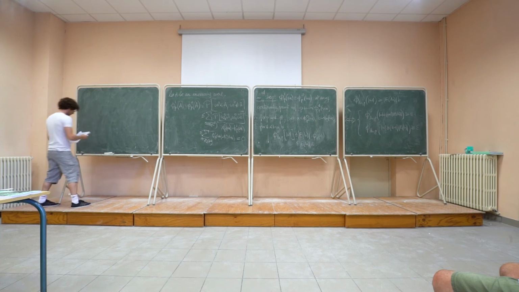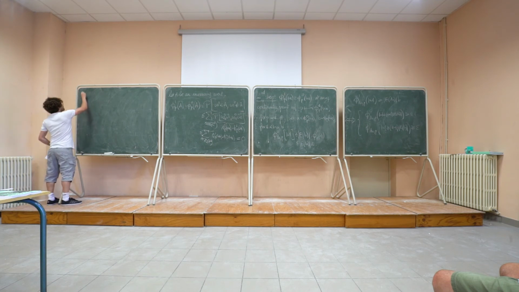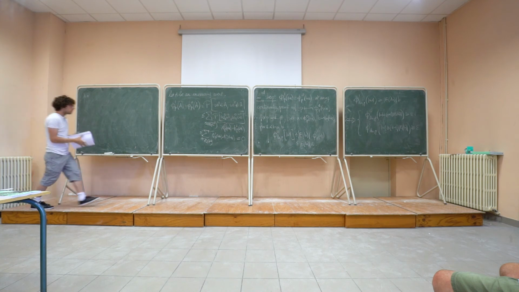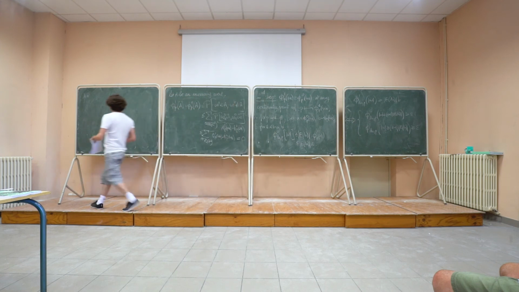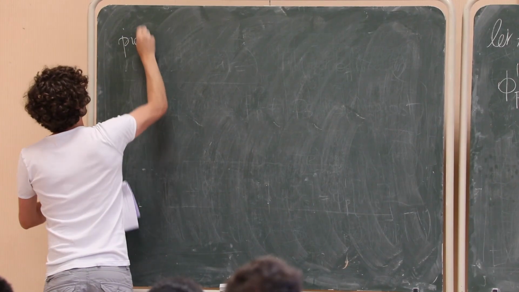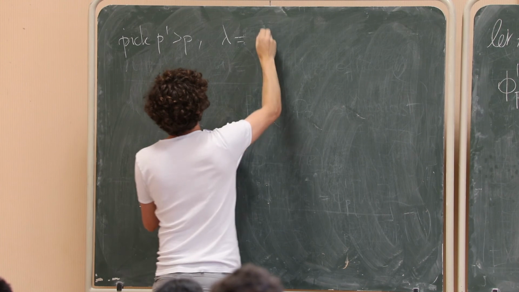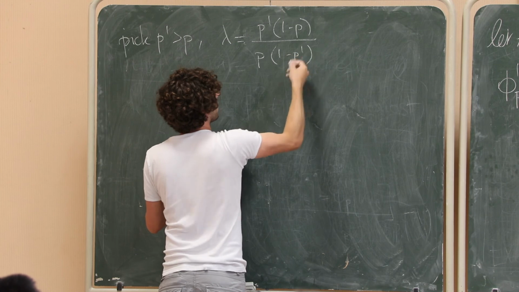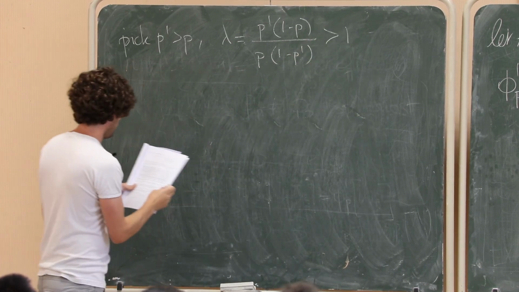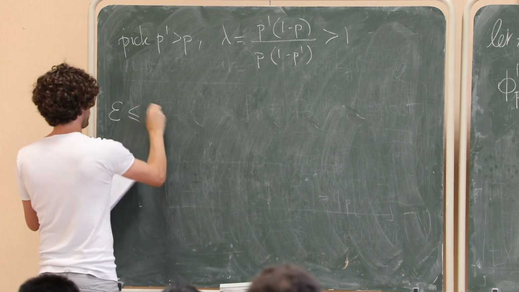Okay. Well, we are basically done. So now we are going to pick a p prime larger than p, and set lambda to be equal to p prime times 1 minus p, divided by p times 1 minus p prime. Okay? And this is larger than 1. Okay. So there we prove the following.